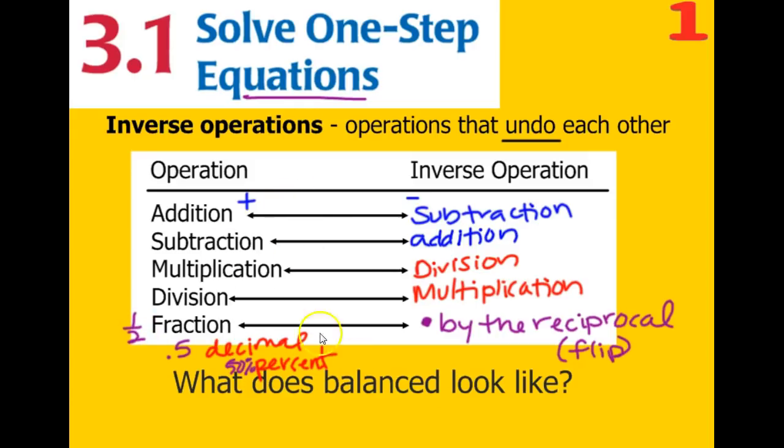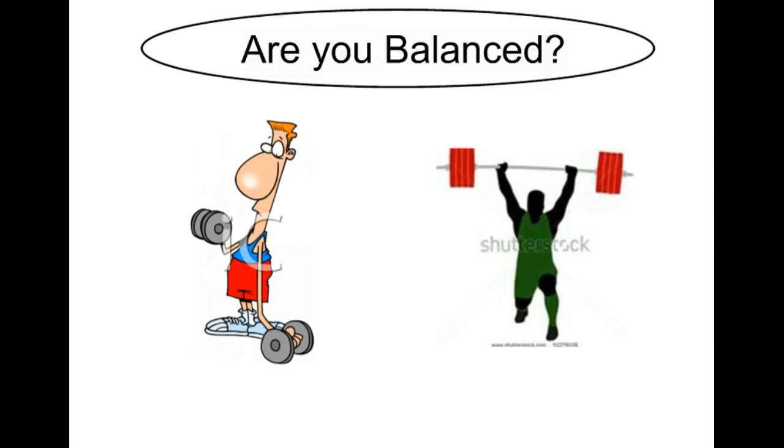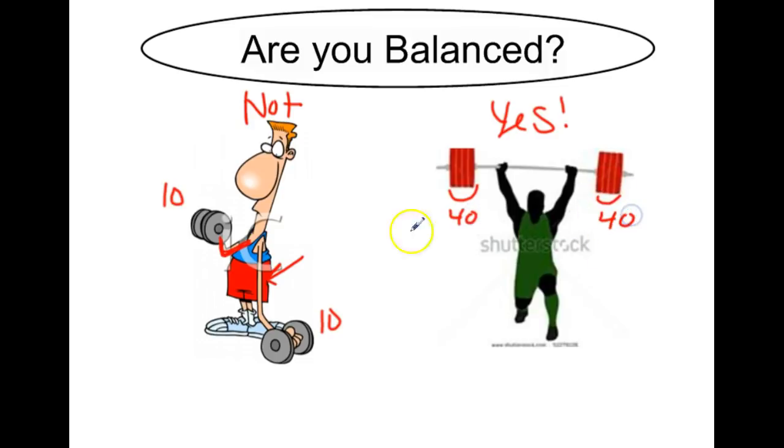So before we get started looking at these, I want to take a look at what does balanced look like. So if you're going to go to the gym and work out, and you're only lifting this arm over and over and over again, you're going to be pretty weak in this arm over here. So in order to be balanced, if we're going to lift 10 pounds over here, we need to lift 10 pounds over here. Same thing like with this guy. This guy is balanced. This guy is not. We need to be balanced. He has a whole bunch of weight over here, let's say 40 pounds, and another 40 pounds over here. He is balanced. Whatever he's doing on one side of his body, he's got to do to the other. We have to do the same thing with equations.